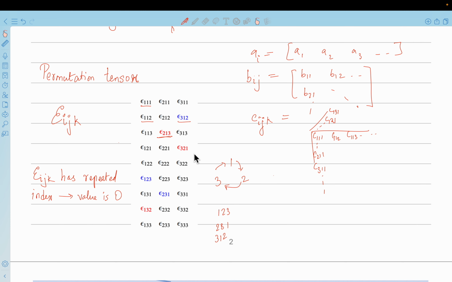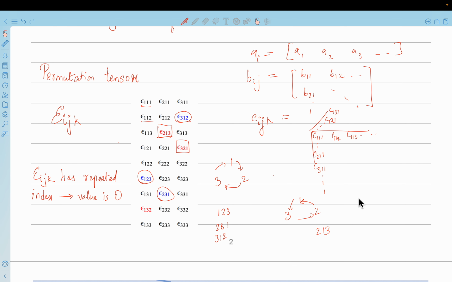So which ones are the cyclic ones? Epsilon 1, 2, 3, epsilon 2, 3, 1 and epsilon 3, 1, 2, and you can see these are in blue, whereas these which are in red, they are not cyclic. First you have 2, then 1, then 3, so you are going anti-cyclic. If you have written 1, 2, 3 and you first take 2, then 1, then 3, so that is anti-clockwise. In these cases we assign a value of -1.